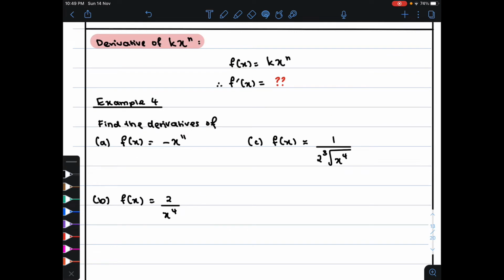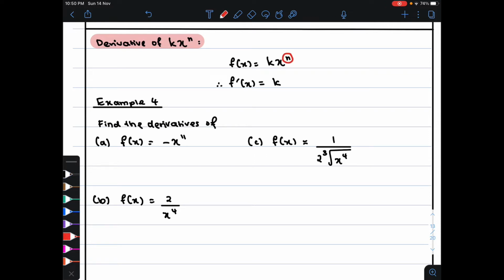The next one is the derivative of kx to the power of n. So say that we have this function f(x) equal to kx to the power of n. We need to find its derivative. When you differentiate f(x), you will get f prime x. Now, what if you differentiate kx to the power of n? k here is a constant, so it is the coefficient. When you differentiate, the constant stays the same at the front.